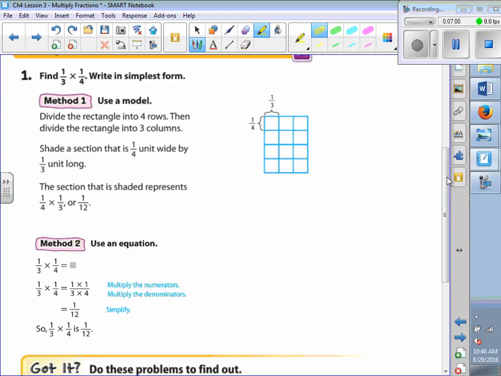Okay? So, here, method 2 is using an equation. 1/3 times 1/4. When we multiply fractions, we multiply the numerators and we multiply the denominators. So, numerators are the ones on top, so 1 times 1, and then we multiply the denominators, 3 times 4, that gives us 1/12. Is everybody clear? Yes. All right, good.